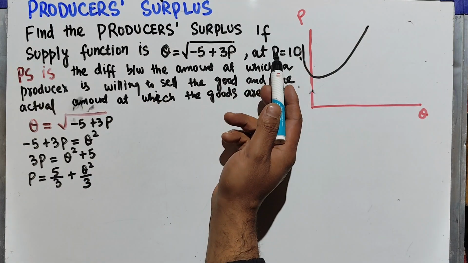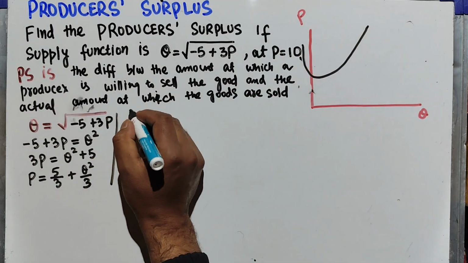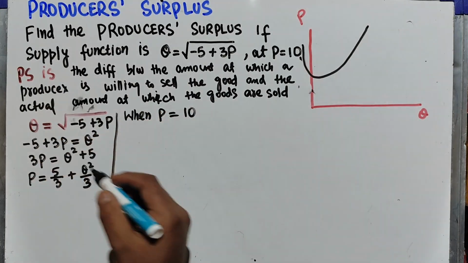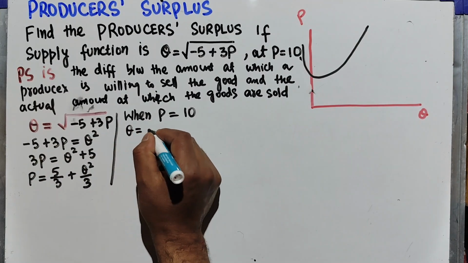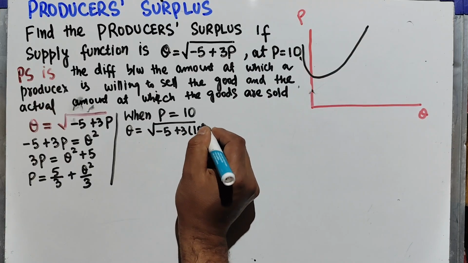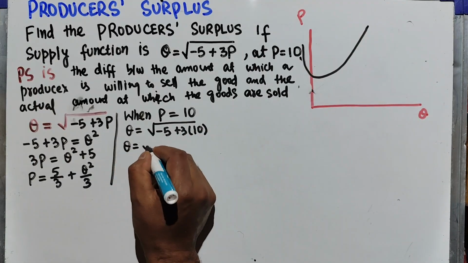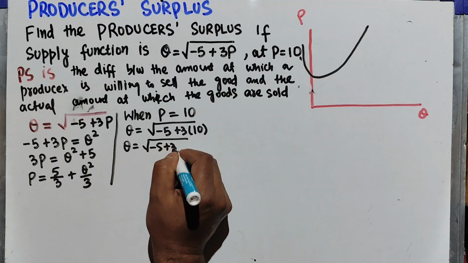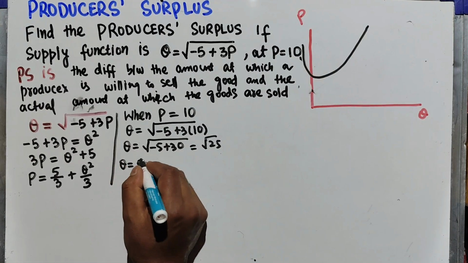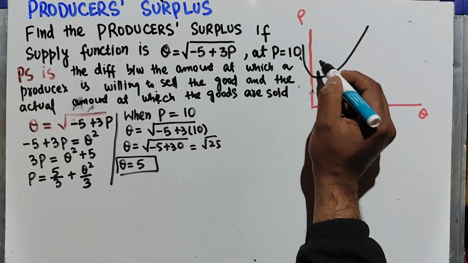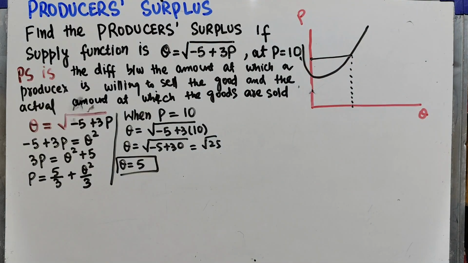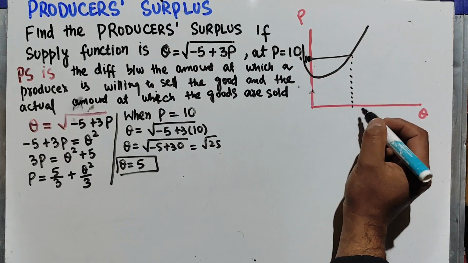Next, we are told that when the price P is equal to 10, what is the output quantity supplied? Q will be equal to under root minus 5 plus 3 into the value of price P, that is 10. So Q will be equal to under root minus 5 plus 30, so we get under root 25. That gives us Q equal to 5. That means the quantity supplied at a price of 10, let us say this denotes 10, and the quantity supplied corresponding to this price of $10 is 5.